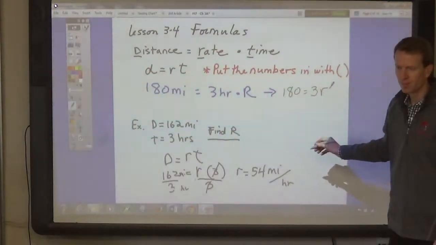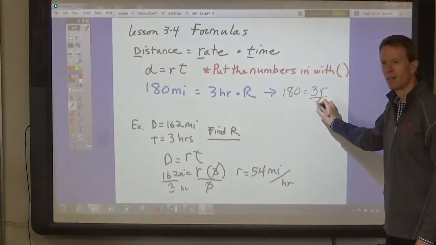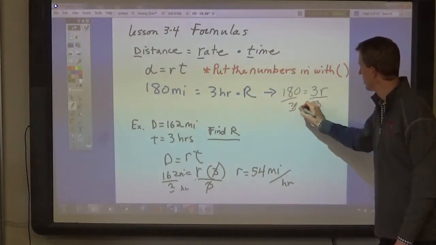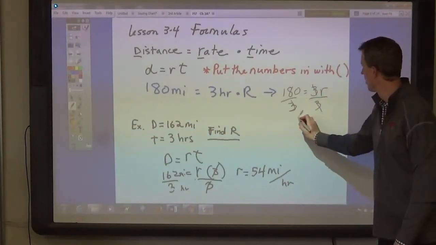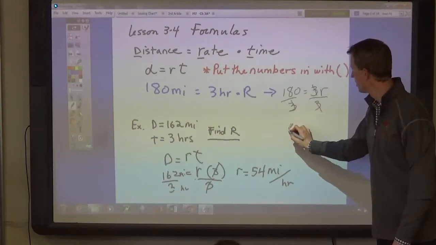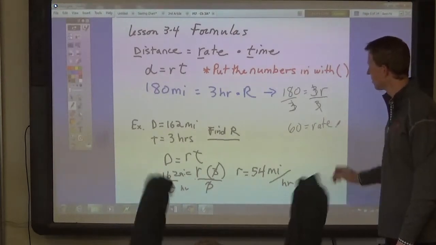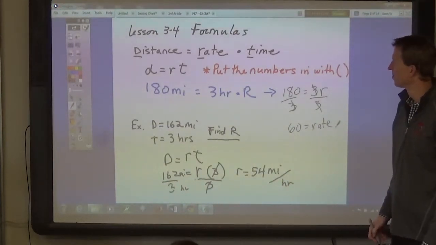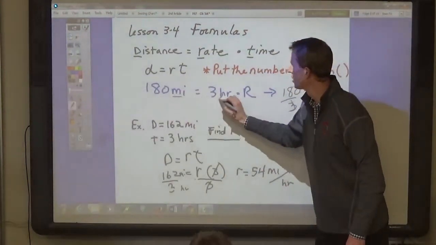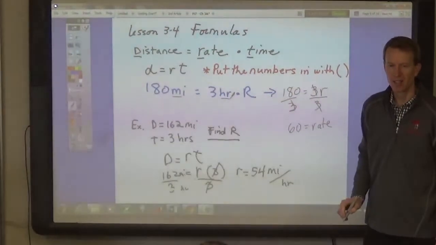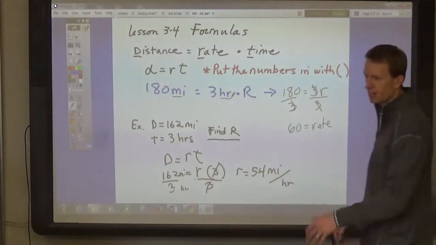Sam? You divide it. Divide both sides by 3. Yep. And then 180 divided by 3 is 60. Good. So R equals 60. 60 what? Miles per hour, because we are talking about miles and hours, then we know it's miles per hour. We know how fast we're traveling.